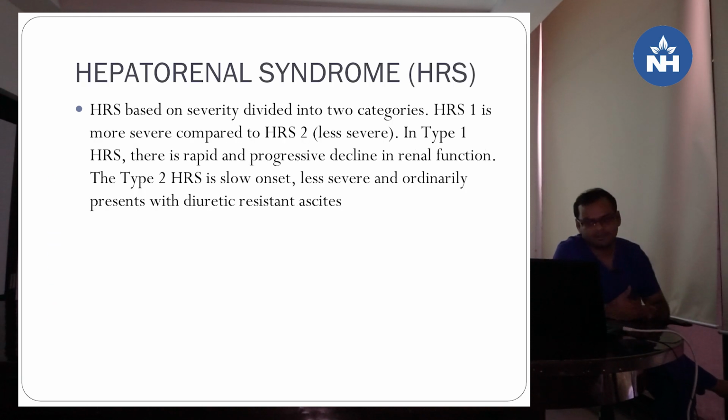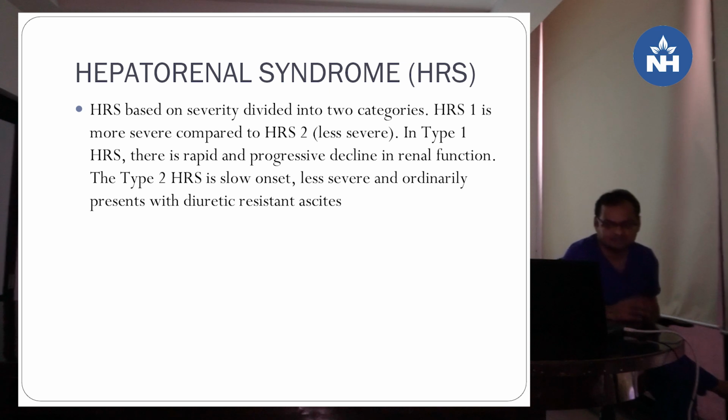It has two types, as we all know, type 1 and type 2. Type 1 is more severe and more acute, whereas type 2 is less severe, with slow onset, and is usually diuretic resistant.